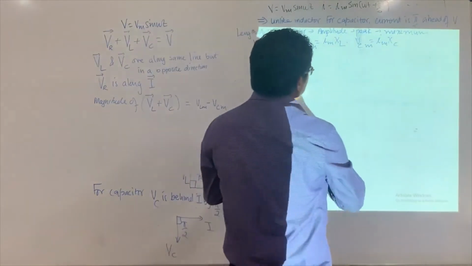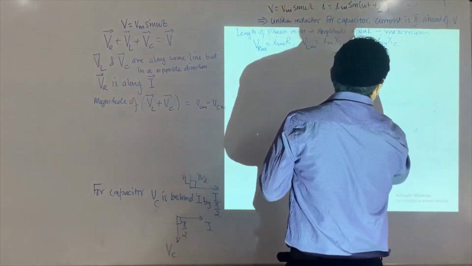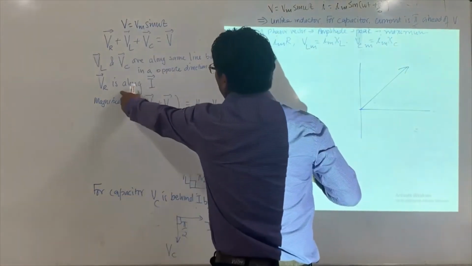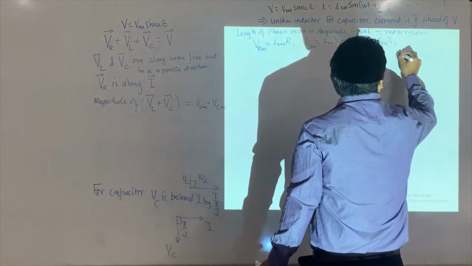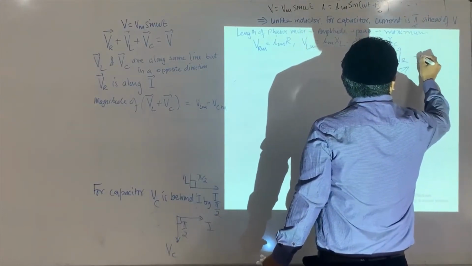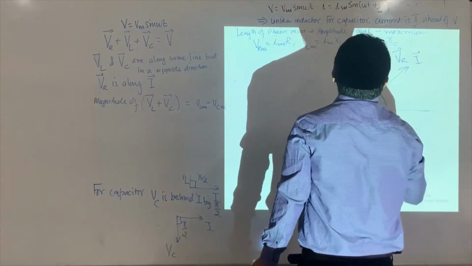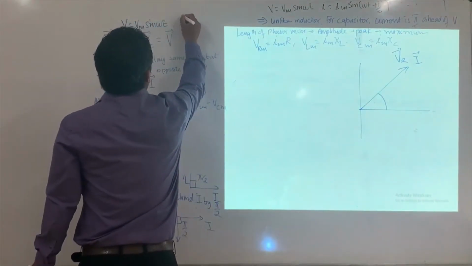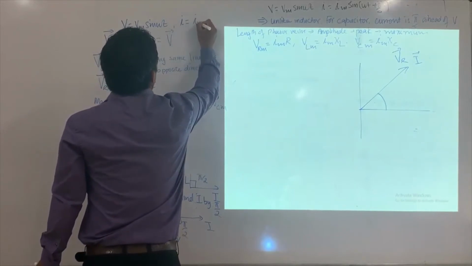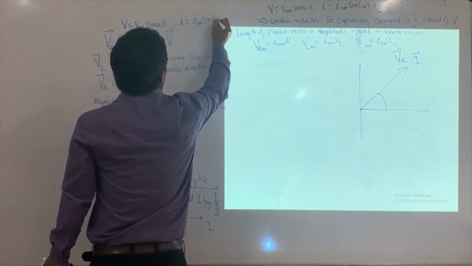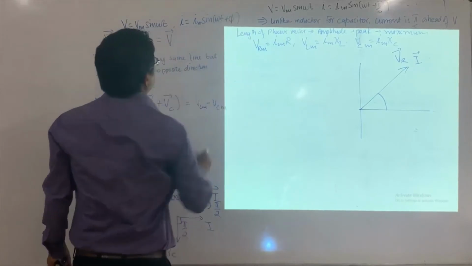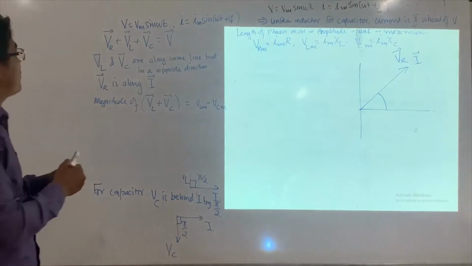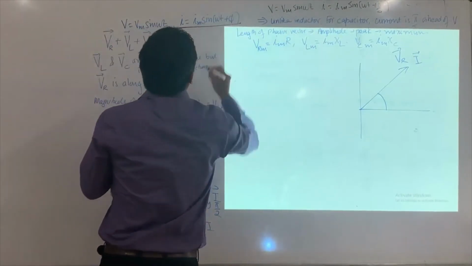I'll show you this diagram in just a few minutes. This is how I represent VR along I. This is VR, and this is I. Let's say the current is I equals Im sine omega t plus phi. This is very important. I have to write it once before. Anyway, this is what we have.